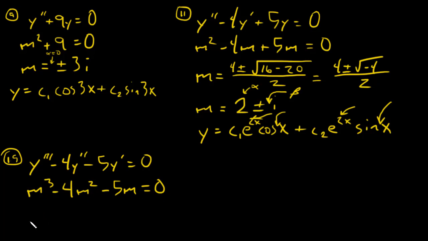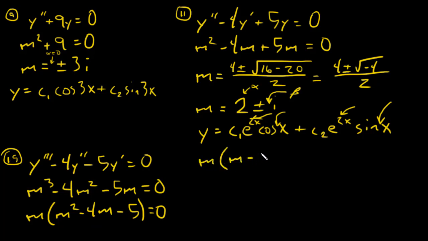And I can take an m out. This is why it's not all that interesting. And it becomes a quadratic: m squared minus 4m minus 5 equals 0. And then this becomes m times (m minus 5) times (m plus 1) equals 0. So for my m's, I'm going to get m equals 0, m equals 5, and m equals negative 1.